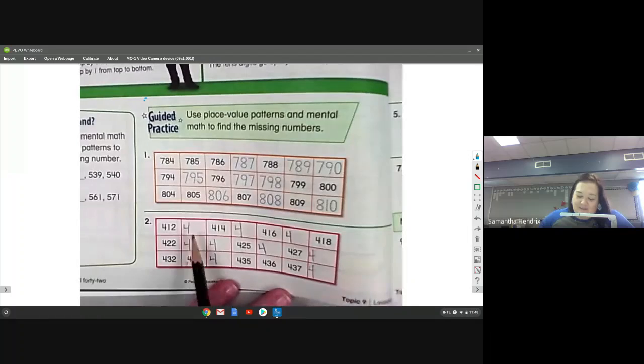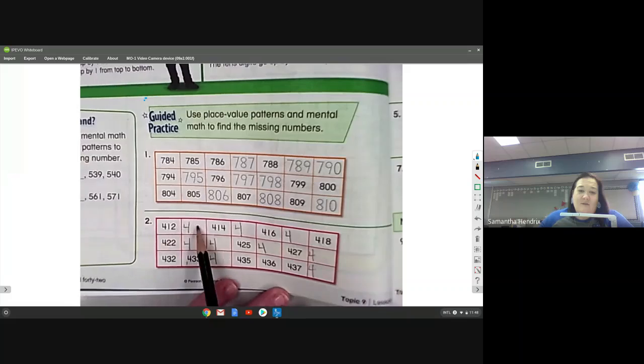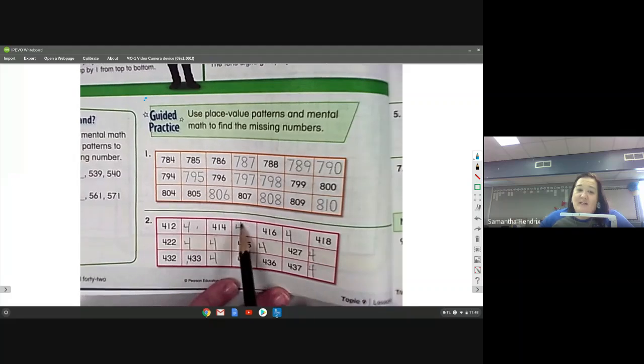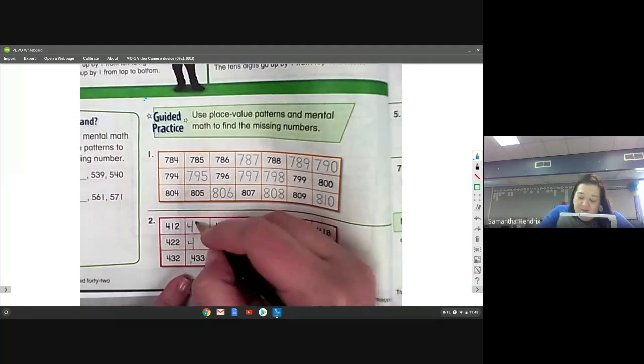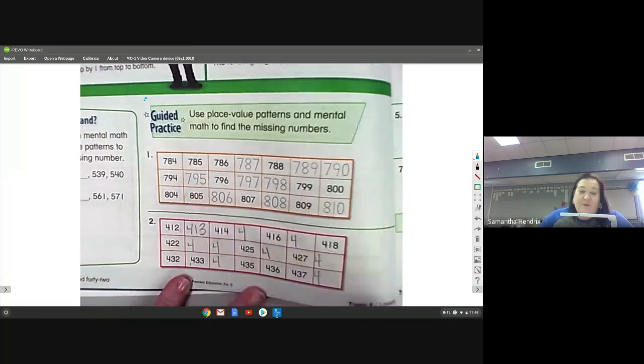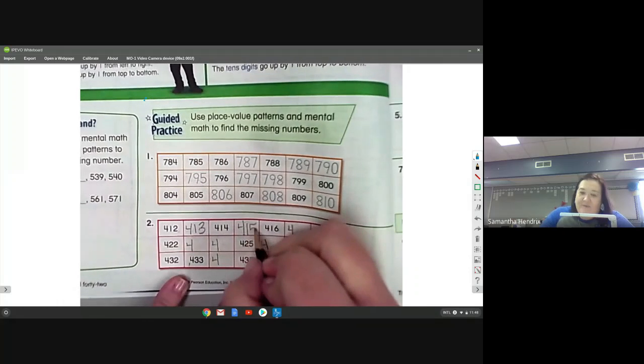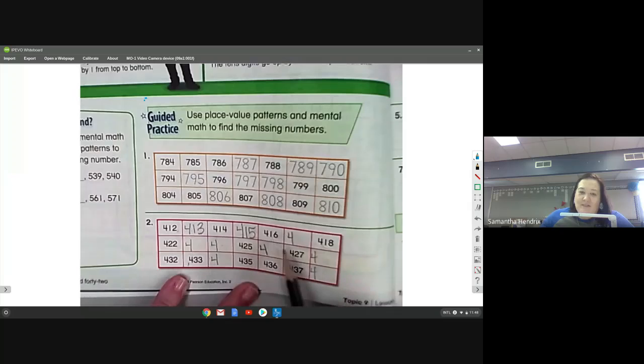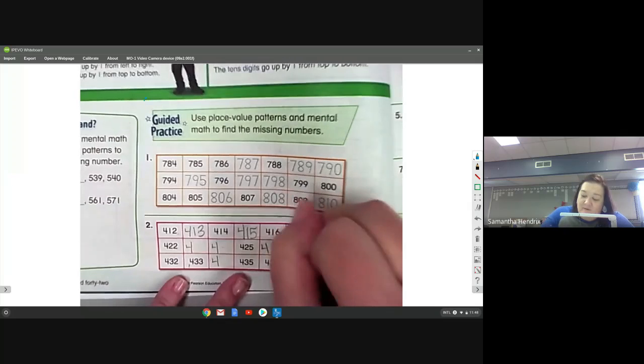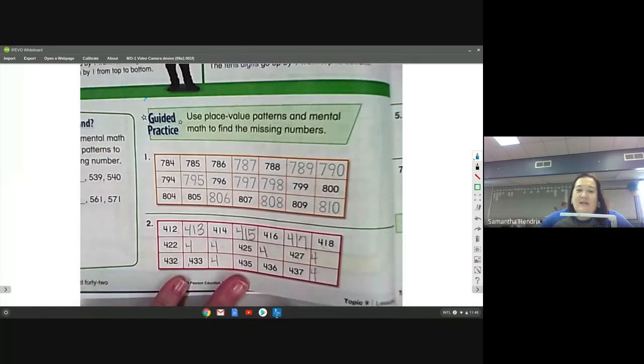Now let's look at this. We have 412, 4 something, 414, okay? Then we have 30s on this row, 20s on this row, and then teens on this row. So I'm going to go ahead and go 413, 414. So this will be 415, 416, 417, and then 418. Remember, you can pause.